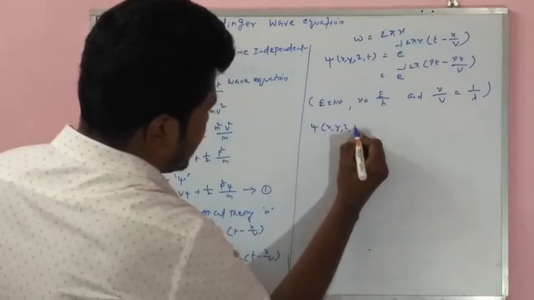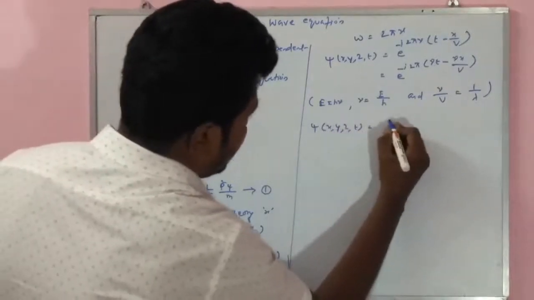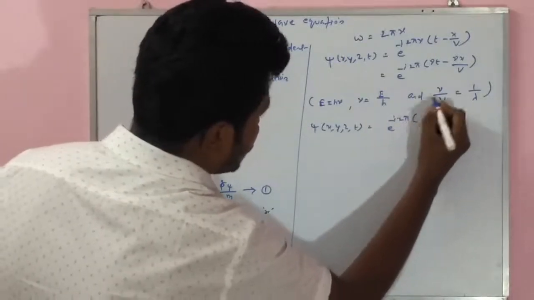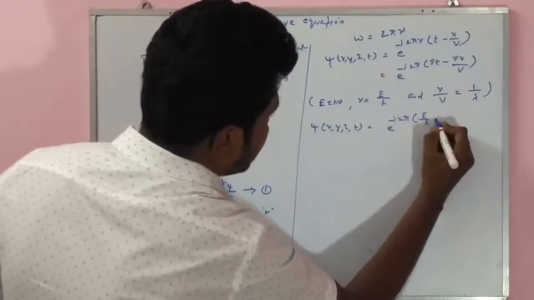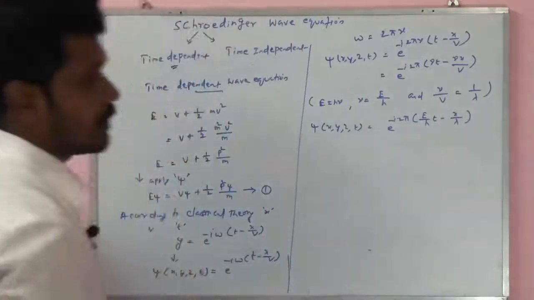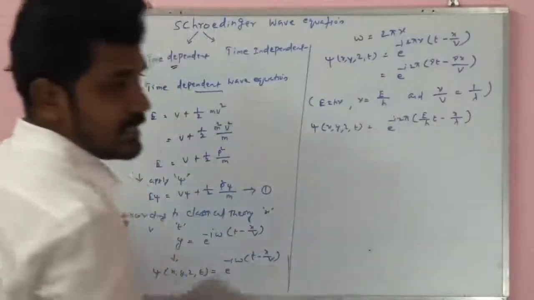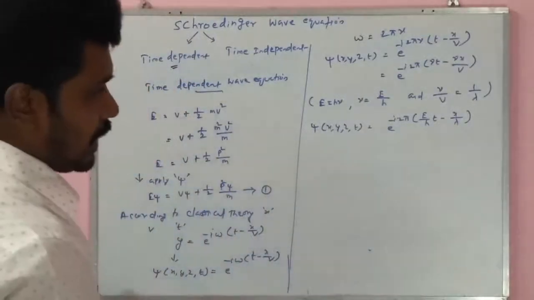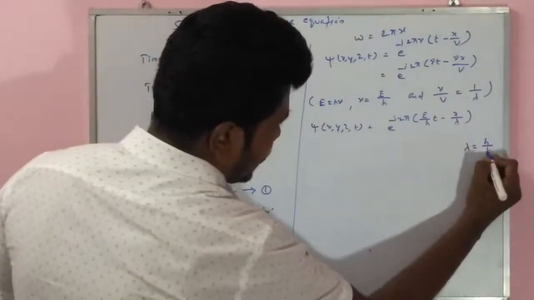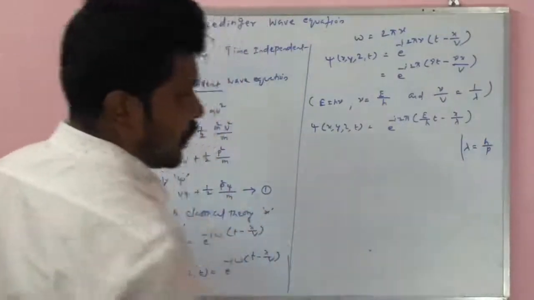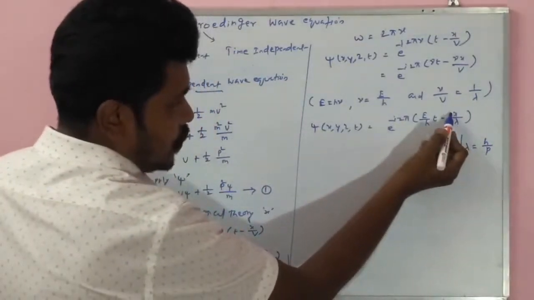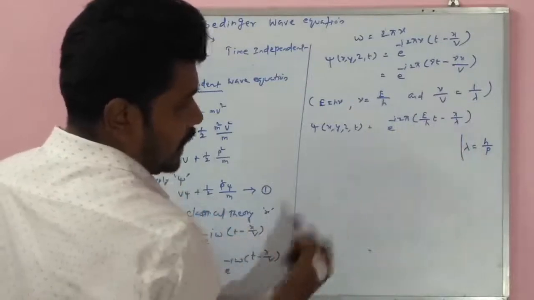Psi of x, y, z and t is equal to e power minus i 2 pi into E by h into t minus x by lambda. Okay, here lambda is the de Broglie wavelength. It's the particle nature wavelength. The wavelength formula is h by p, Planck constant divided by momentum. So just apply h by p. So p automatically goes to the numerator, then divided by h.